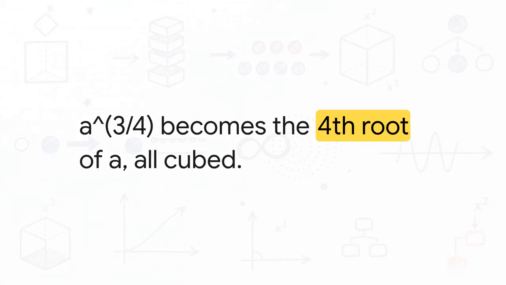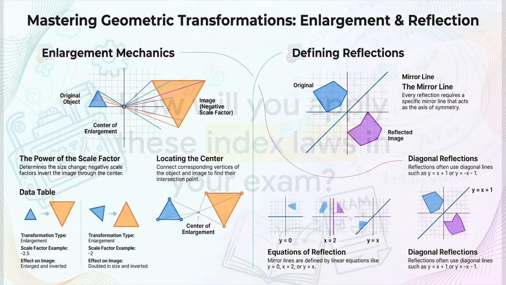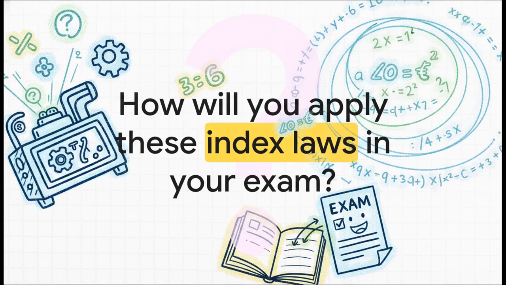Applying this, a to the power of 3/4 becomes the 4th root of a, all cubed. Quick rapid-fire check. Multiplying p to the 1/2 and 1/3 gives us p to the 5/6. So, how will you use these powerful index laws to solve massive unknowns on your next exam?